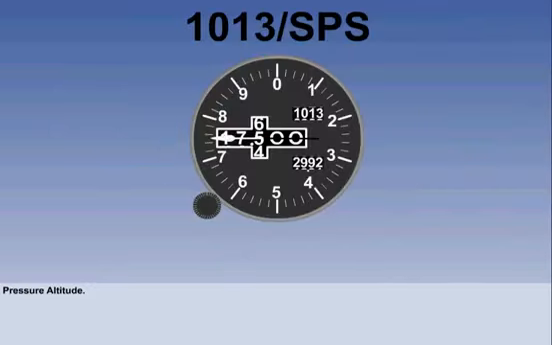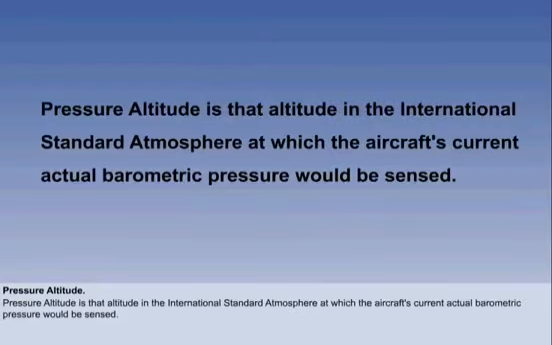We will now go on to consider the actual definition of pressure altitude. You'll remember that we said that, in practical terms, it is the same as flight level. In other words, if you set your subscale to 1013 and do not correct for temperature error, your altimeter is indicating pressure altitude. However, let's look at the basic definition of pressure altitude and try to understand it. The definition is: pressure altitude is that altitude in the international standard atmosphere at which the aircraft's current actual barometric pressure would be sensed.